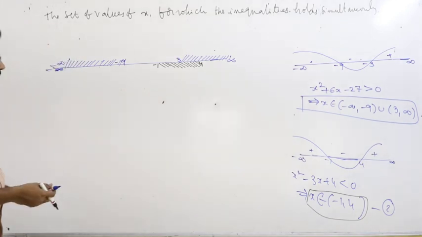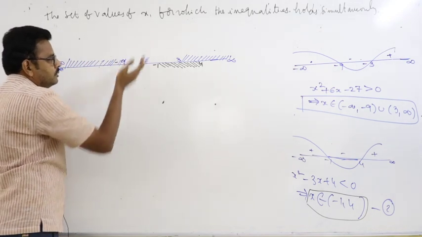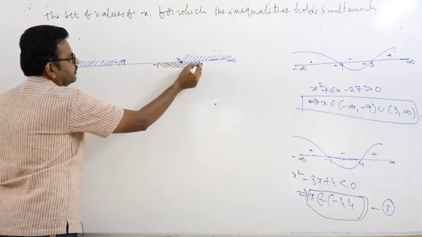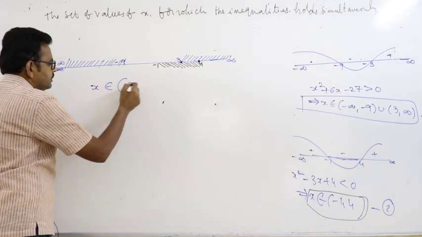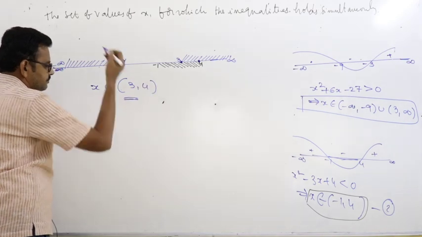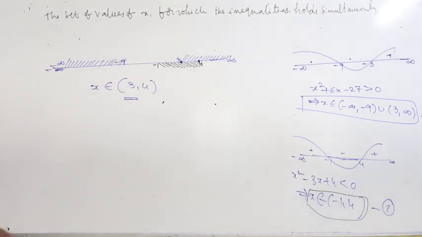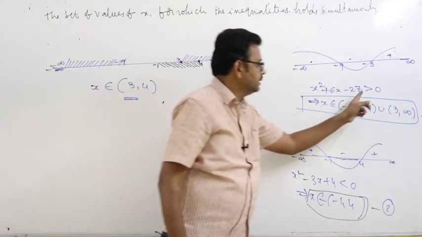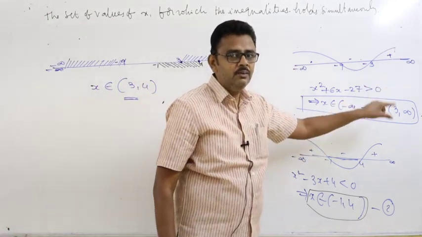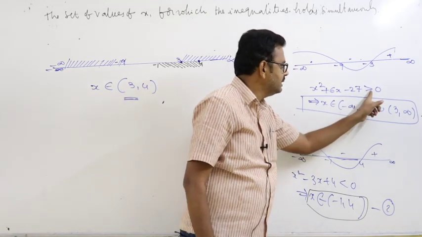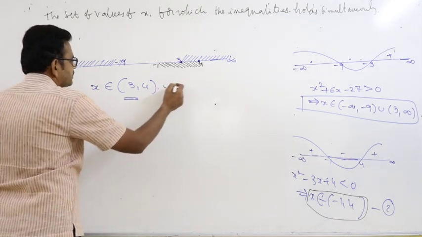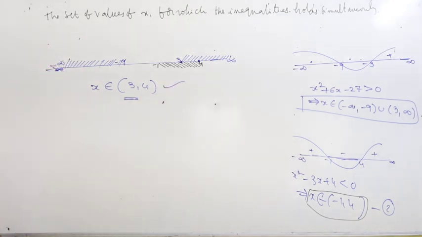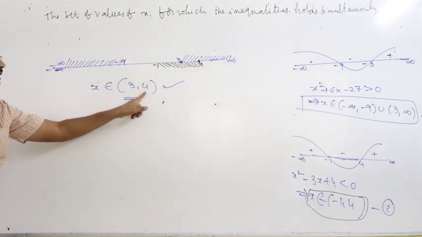Now observe the common part of these two. Common part means both above and below lines, that is from 3 to 4. Therefore, the common part: x belongs to 3 comma 4. This is the answer. Just observe it: this is clearly greater than 0, this is also greater than 0. So the common part is 3 comma 4, where both inequalities hold simultaneously.